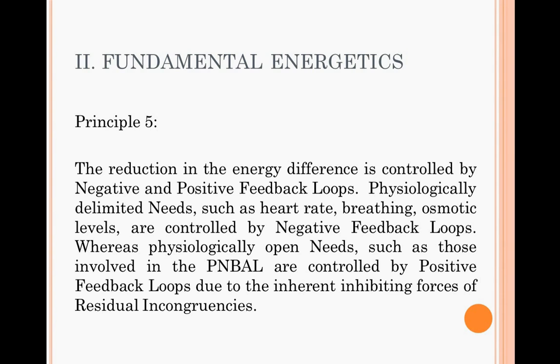So Principle 5 is the reduction in energy difference is controlled by negative and positive feedback loops. We talked about that before. Physiologically, the eliminated needs such as heart rate, breathing, osmotic levels are controlled by negative feedback loops, whereas physiologically open needs such as those involved in the primary needs baseline activity level are controlled by positive feedback loops due to the inherent inhibiting forces of the residual incongruencies. So it's always going towards the primary needs baseline activity level. However, the inhibiting forces of residual incongruencies cause it to be limited.